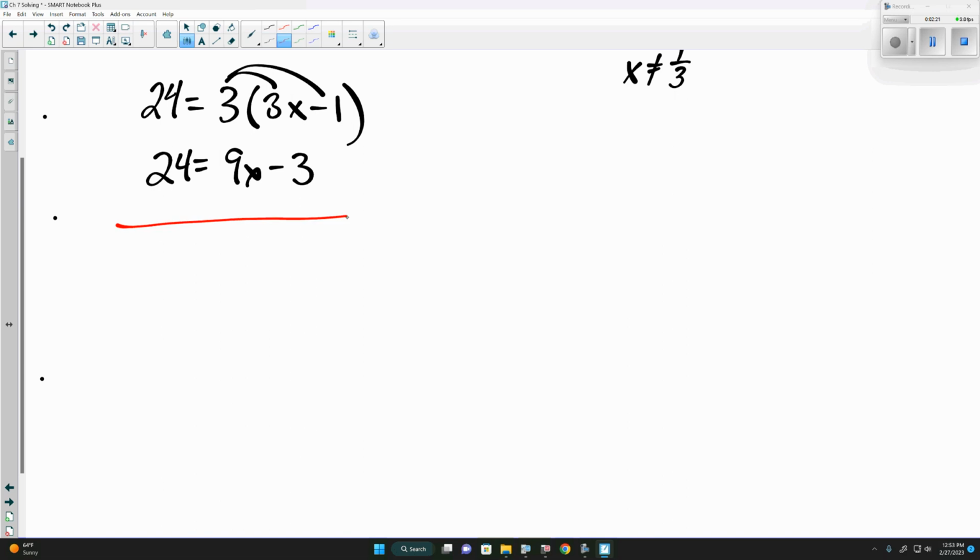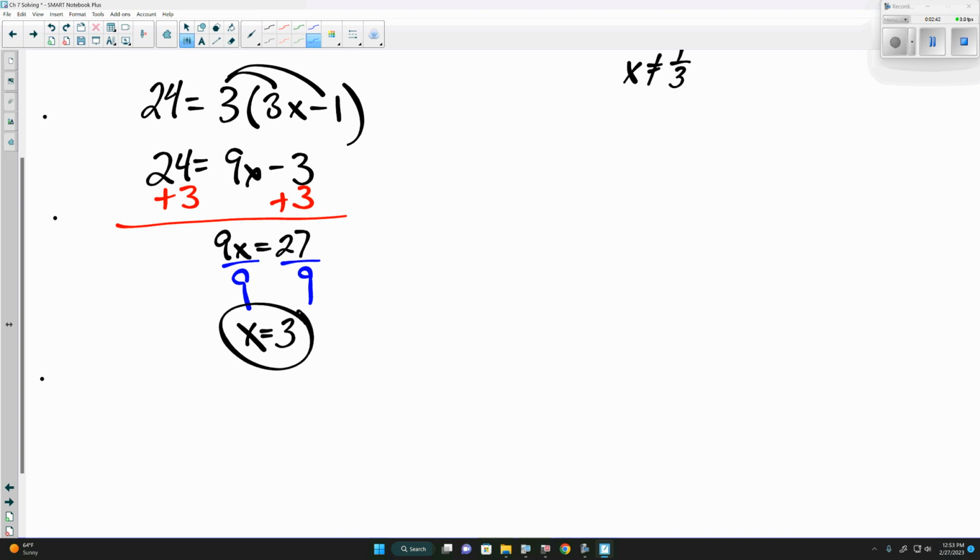Now, since the only variable we have is x, and it's only to the first power, we just need to get it by itself. So here we can add 3 to both sides, telling us that 9x is equal to 27. And lastly, we would divide both sides by 9. And 3 is not one of our restrictions. That's it.